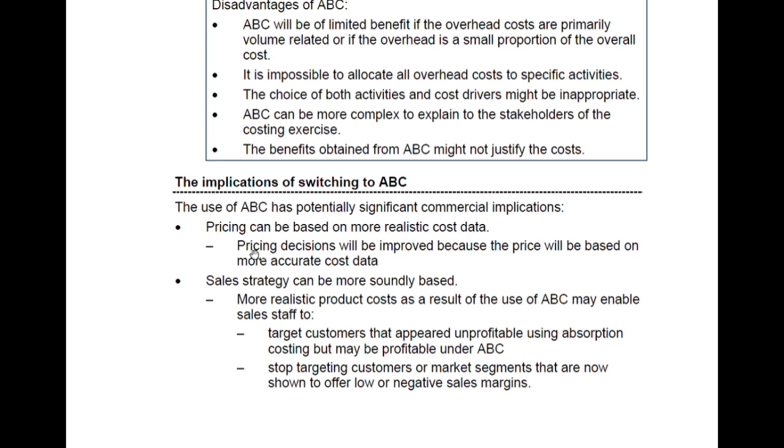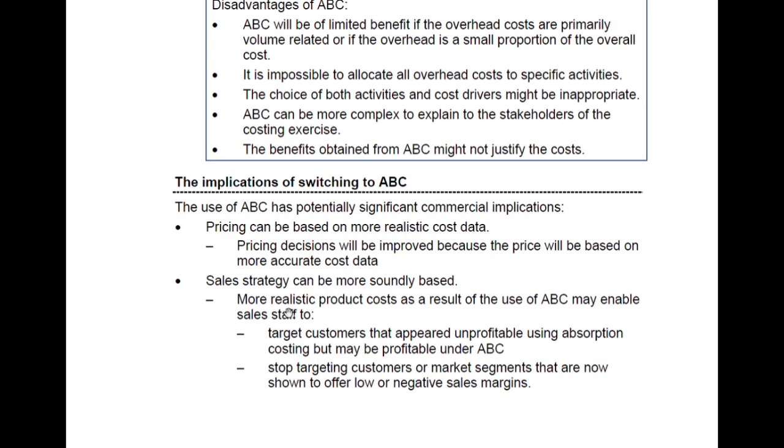So first of all, pricing can be based on more realistic cost data. That is one of the advantages. The pricing decision will be improved because the price will be based upon more accurate cost data. Then you can explain why it is accurate cost data. Okay. Next, sales strategy can be more soundly based. That is also again one of the good advantages.